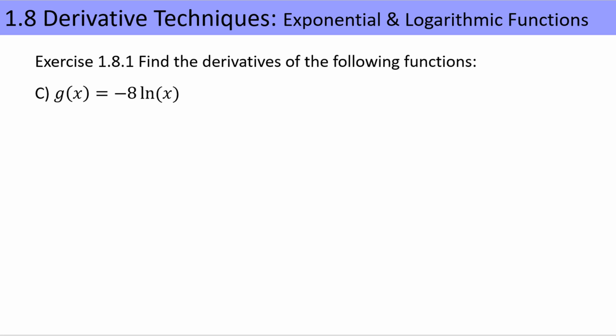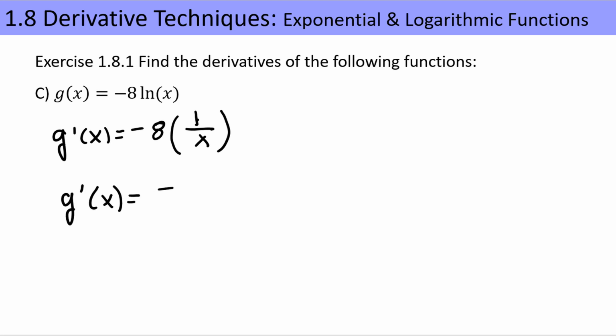Part C. Find the derivative of g of x equals negative 8 times ln of x. So we'll use some properties combined. g prime of x is equal to, the constant times a function rule tells us we have the constant negative 8, and then the derivative of the natural log of x is 1 over x. So we could clean this up and write g prime of x is equal to negative 8 divided by x.